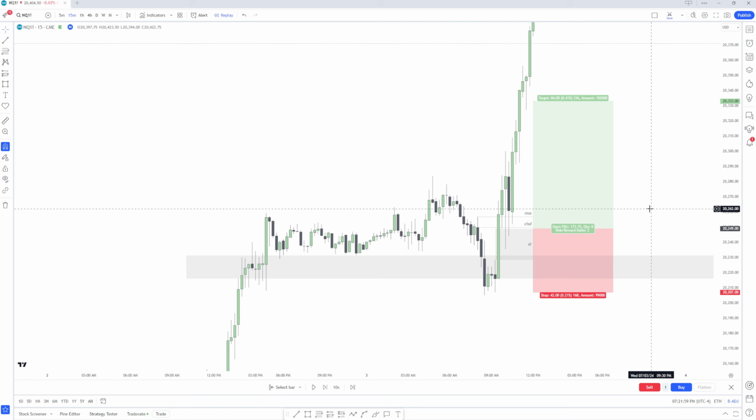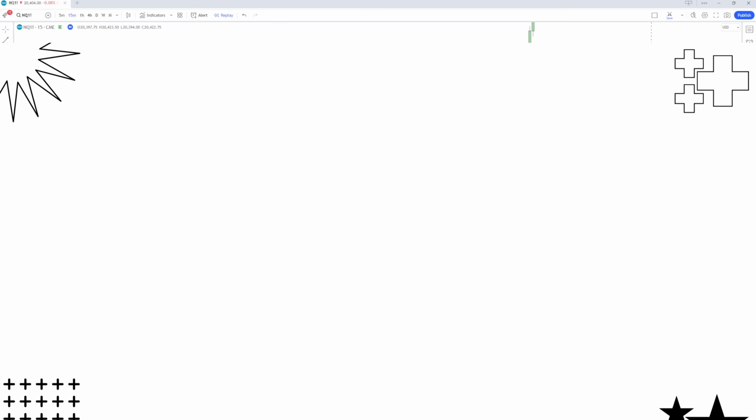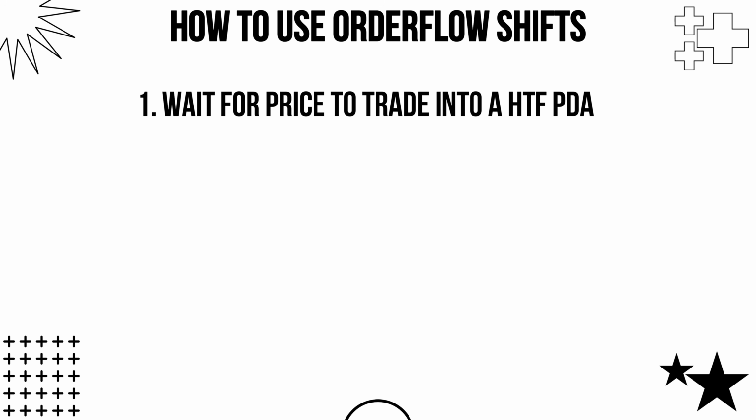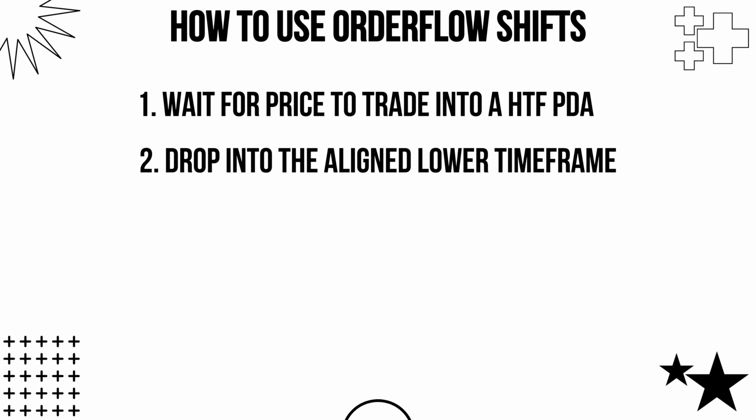Now, before we wrap up this video, I just want to drop you guys a quick little checklist on how to use order flow shifts. Basically, we're just waiting for price to trade into a higher time frame PD array. Price is fractal, so that higher time frame PD array can be on any time frame. Once we've traded into the higher time frame PD array, you want to drop into the time frame aligned time frame. So if you're on the 4-hour, drop into the 15-minute. If you're on the daily, drop into the 1-hour, etc., etc.